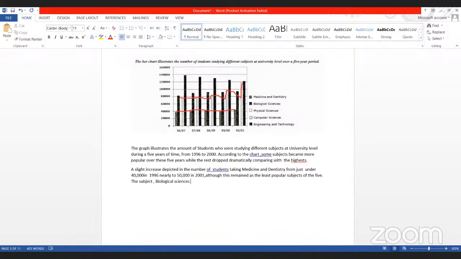Biological sciences put forward a steady increase over the 5 years of time, from 80,000 to 90,000.